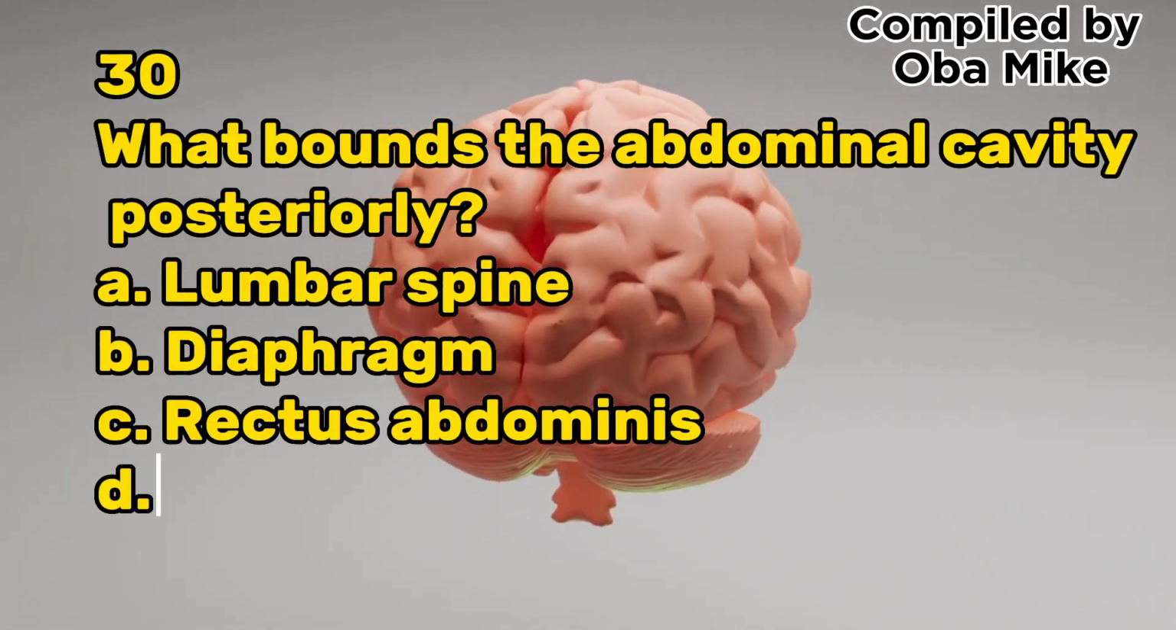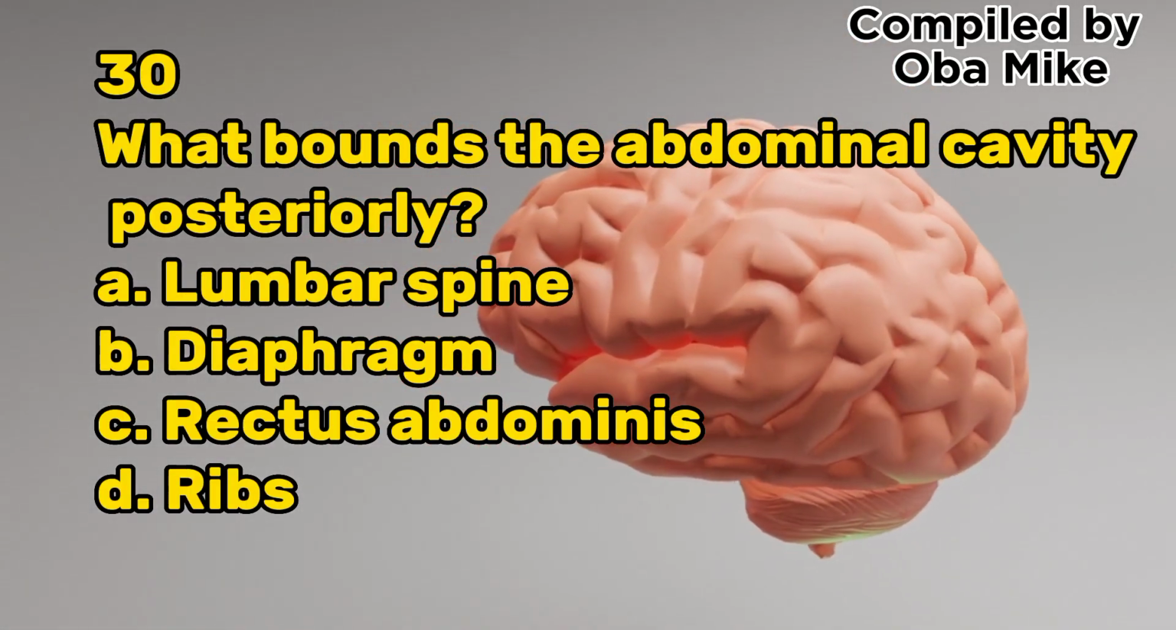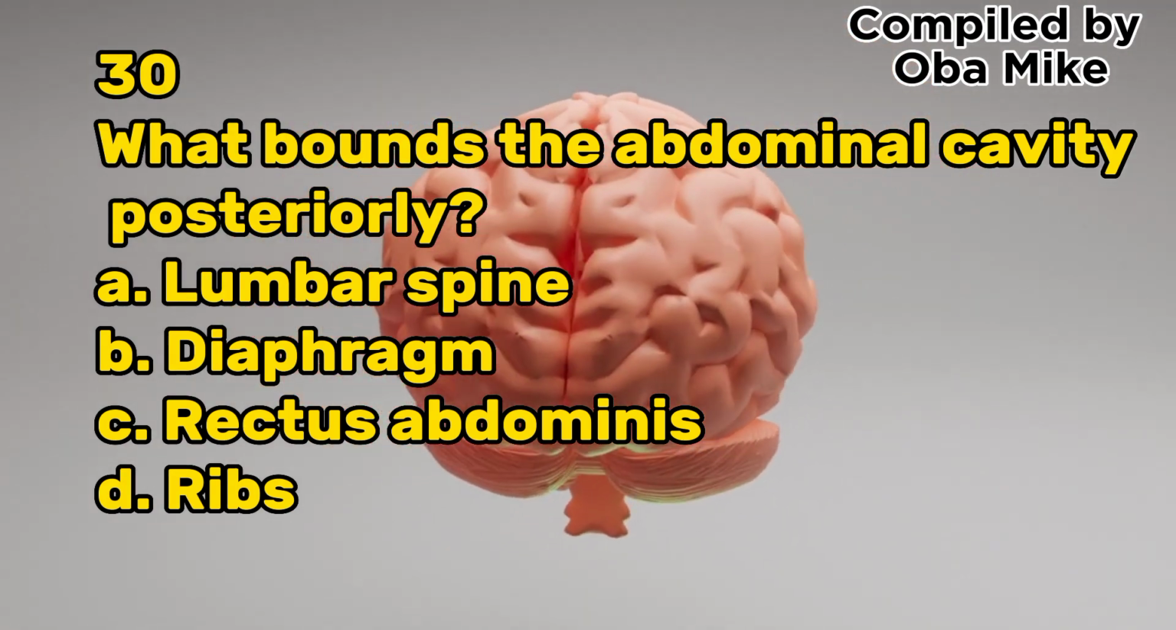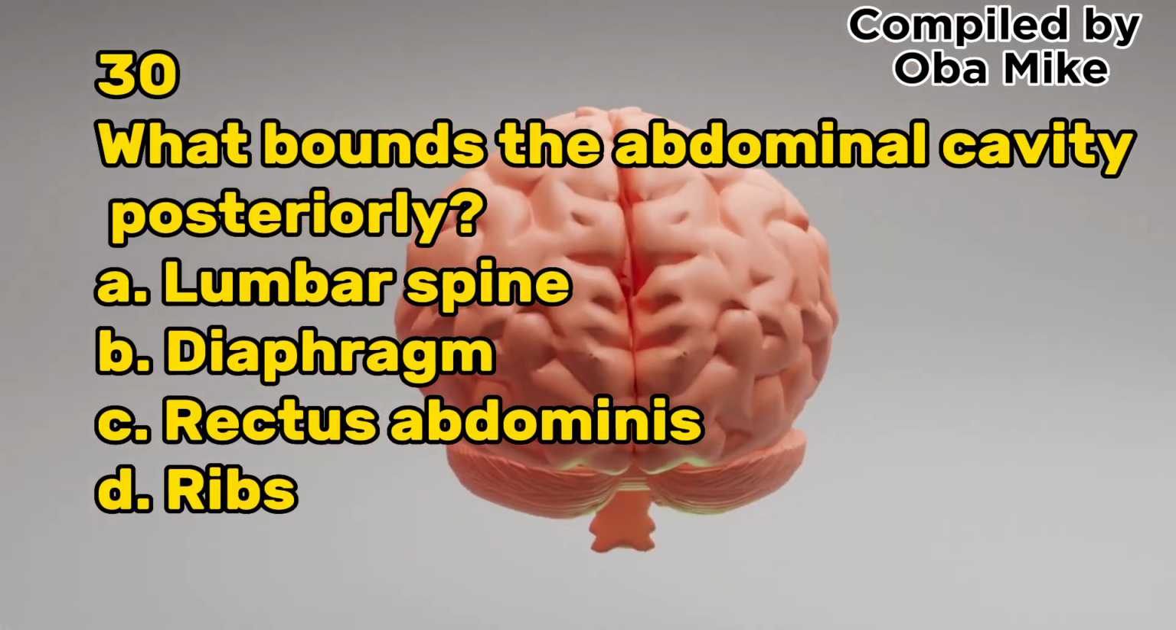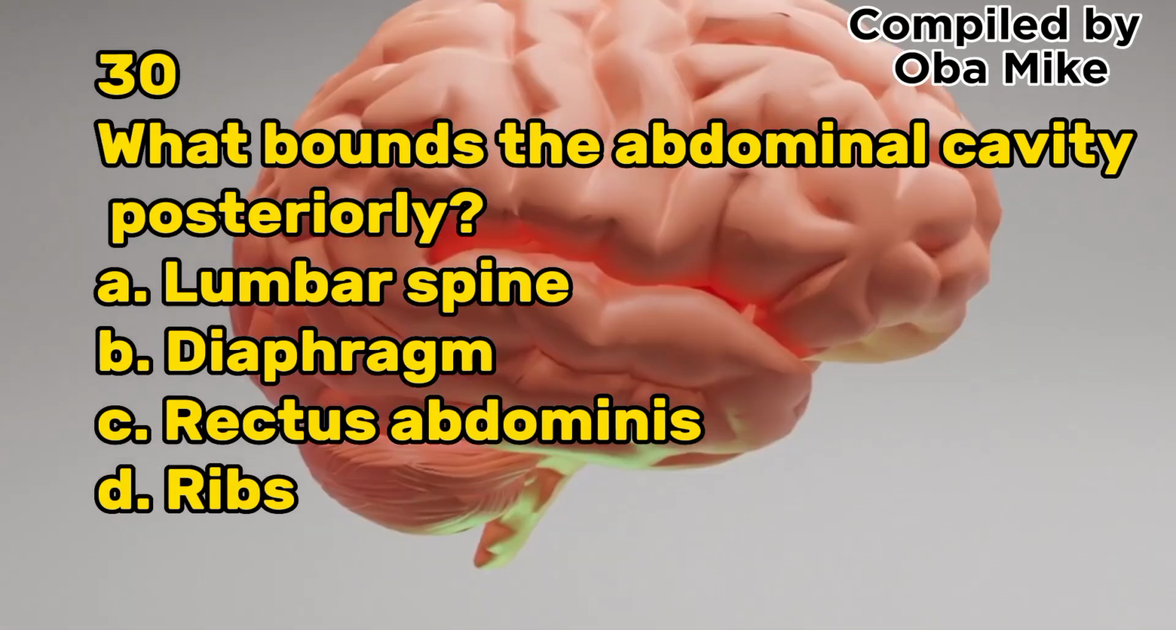30. What bounds the abdominal cavity posteriorly? A. Lumbar spine, B. Diaphragm, C. Rectus abdominis, D. Ribs.